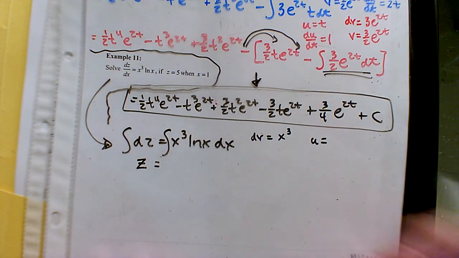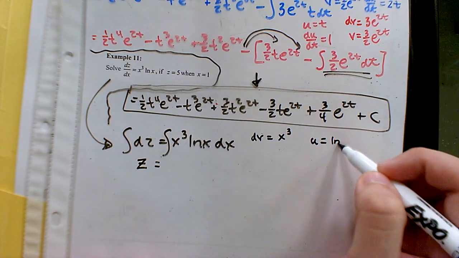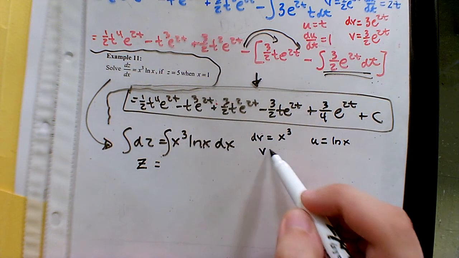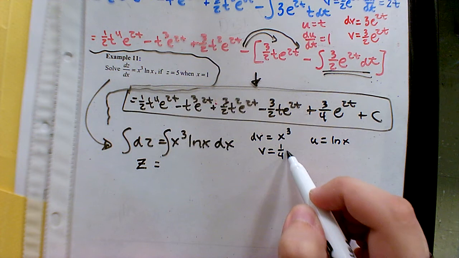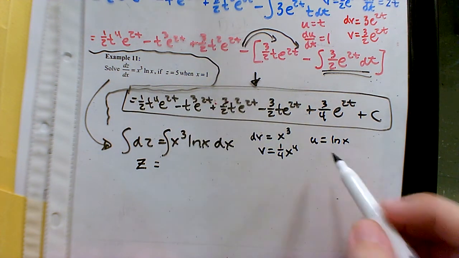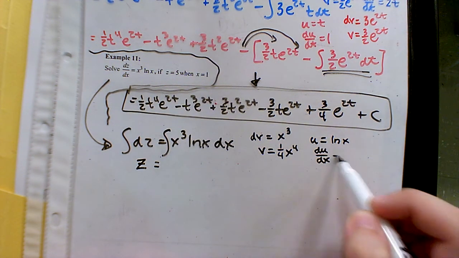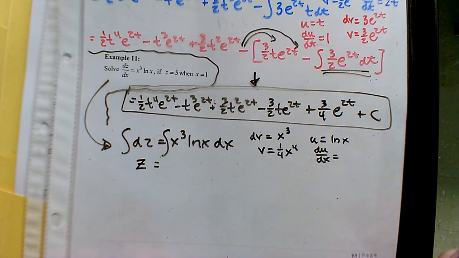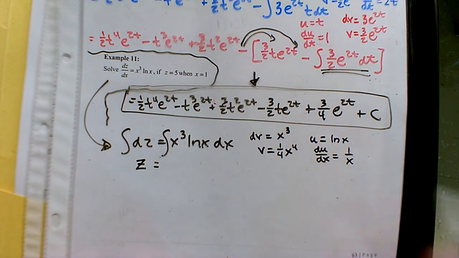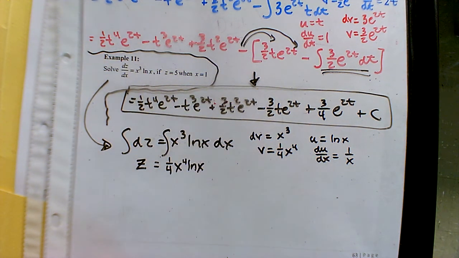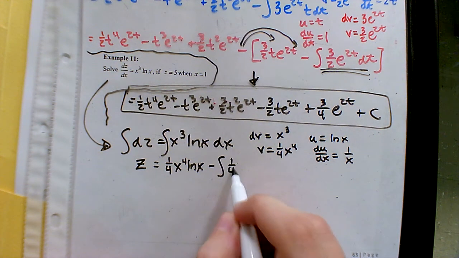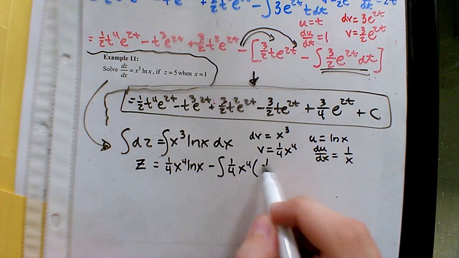We got that algebraic of x cubed, which means u is the natural log. Backwards from dv, 1/4 x to the 4th. Derivative of u, derivative of natural log, 1/x. Good. All right, so by parts on the right-hand side, we need u times v minus the integral of v du.